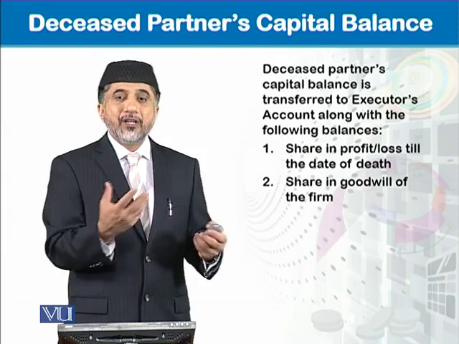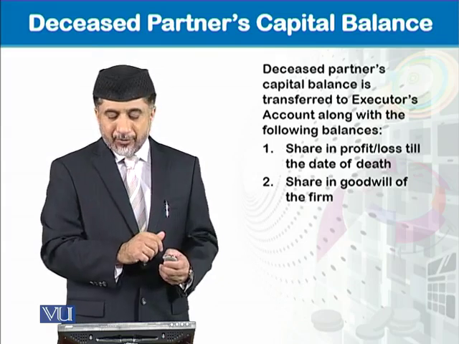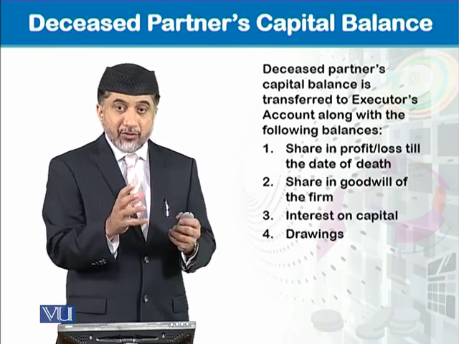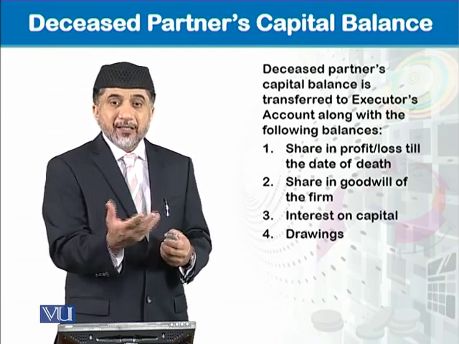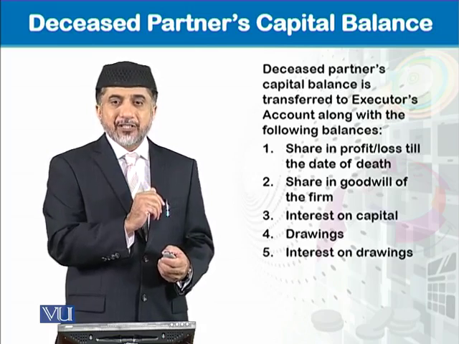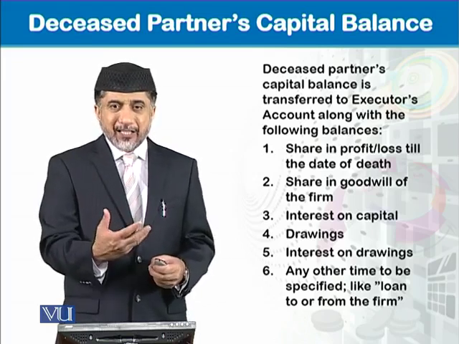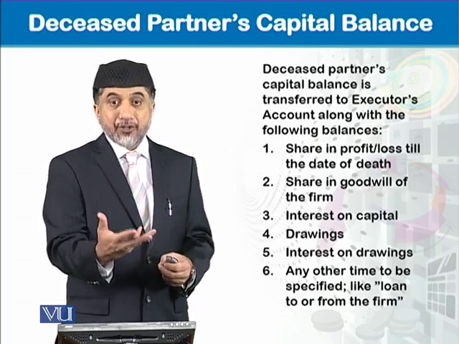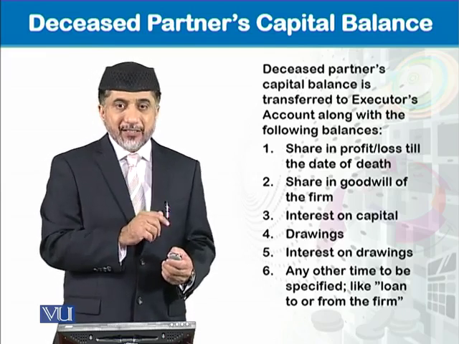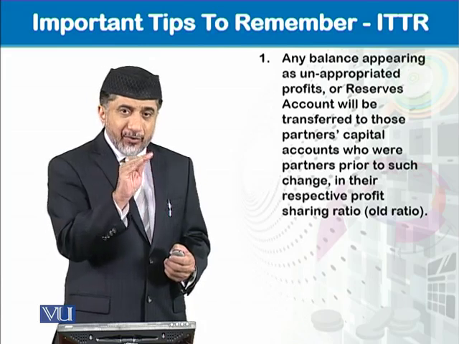Then share in goodwill. Goodwill shall be calculated and the share of the deceased partner will be credited in the executor's account. Obviously, interest on capital will be there. Drawings will be debited, or if there is a current account for that deceased partner, that would be debited or credited whatsoever. Or if there is interest on drawings, it will be debited in the executor's account. And if there is any other item that belongs to the deceased partner appearing in the balance sheet, like reserves, that belongs to the owners, it will be given to that deceased partner's executors by giving credit.